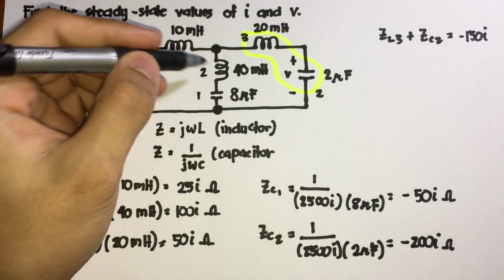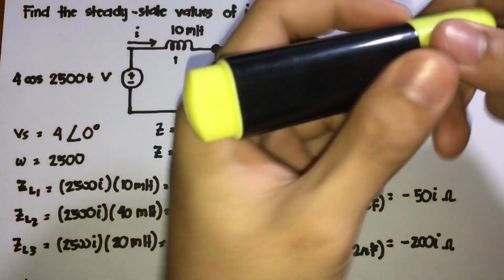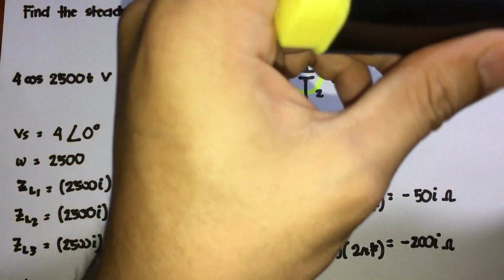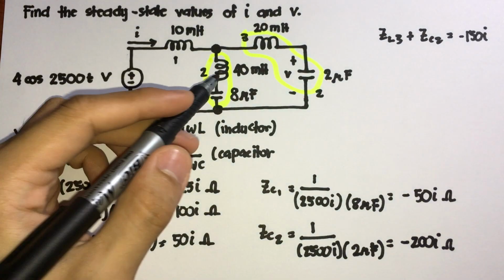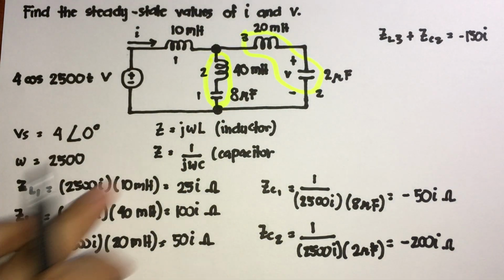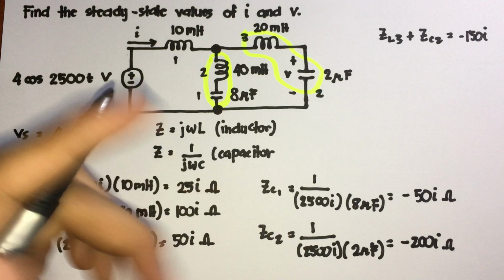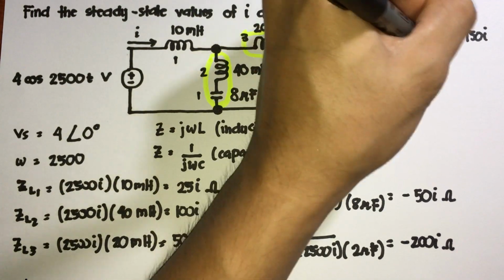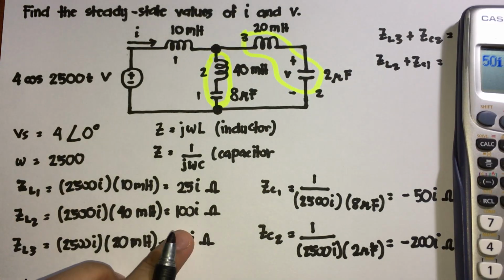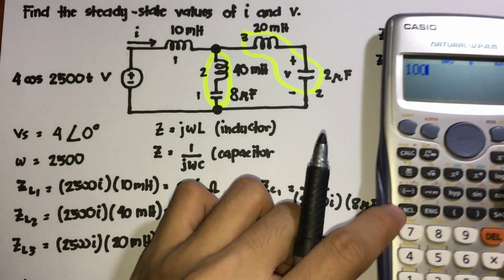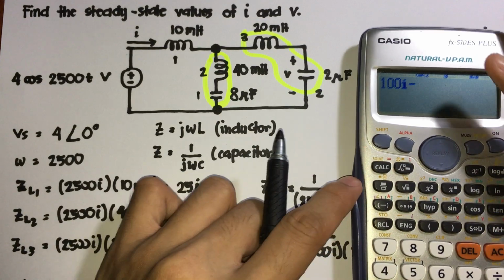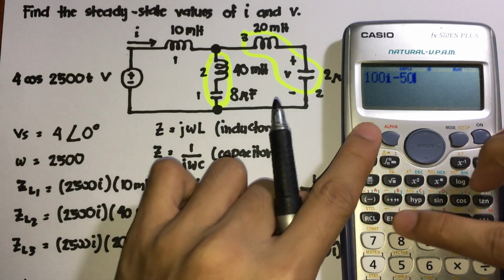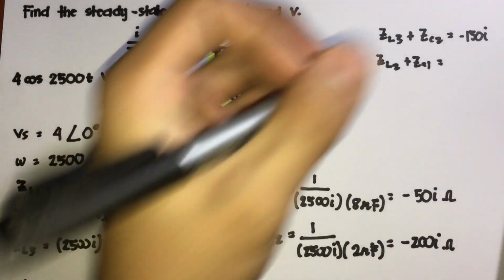The next part is this one. We can also treat it as a series, so we can just add again. This one is ZL2 and ZC1. ZL2 plus ZC1 is equal to 100I minus 50I. So we have 50I.